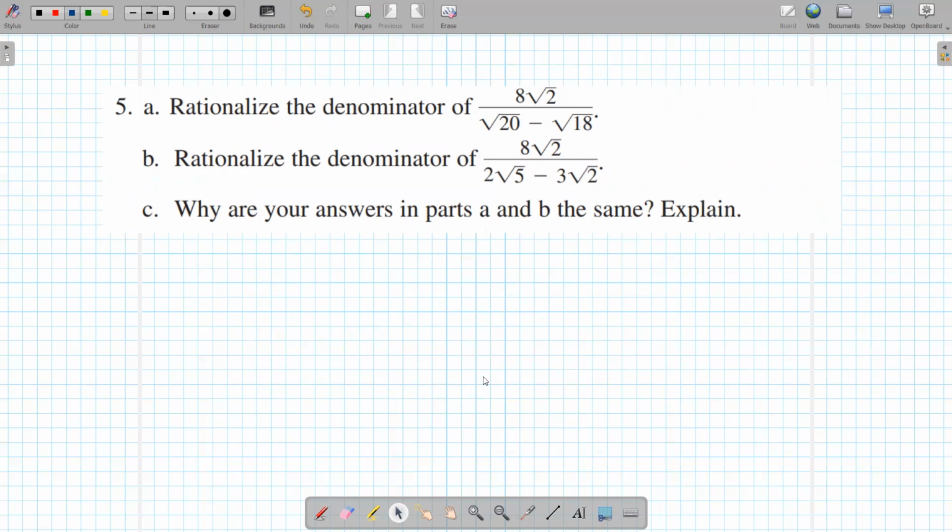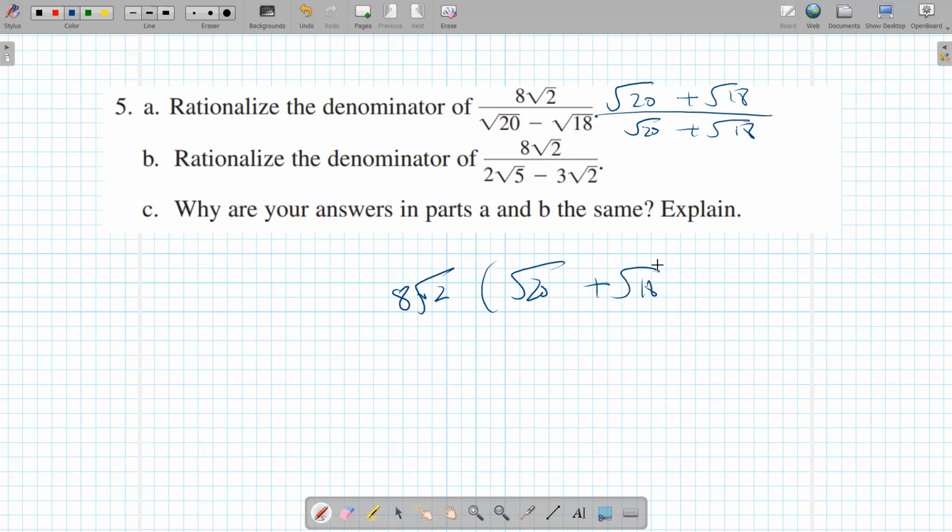Root 20 plus root 18. Yep. So root 20 plus root 18. If you do this, you're going to get 8 root 2 times root 20 plus root 18 on the top. What do you get on the bottom? 20 minus 18. Yeah, which is simply 2, right? Mm-hmm.